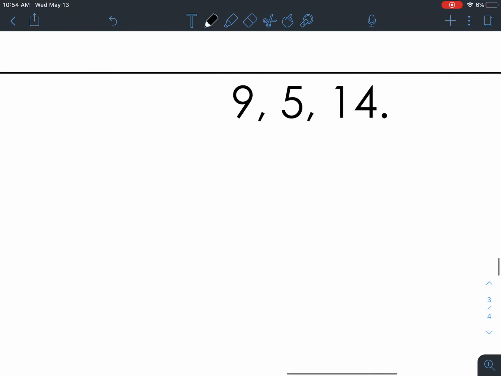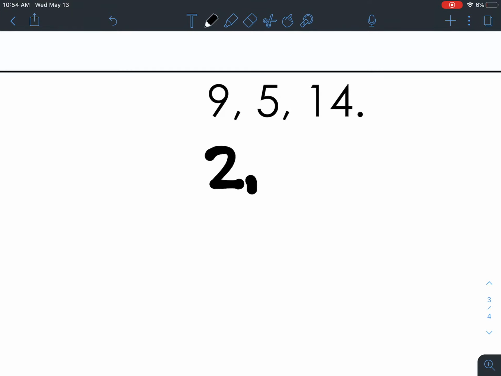Let's just do something simple like 2, 3, and 4. Actually, let's change that. Let's do 2, 3, and 3. I'm not exactly sure how this is going to work, but we'll see. So we have 2, 3, and 3. If we add any two of the sides together, is it greater than the third side? It is, so we are good to go.